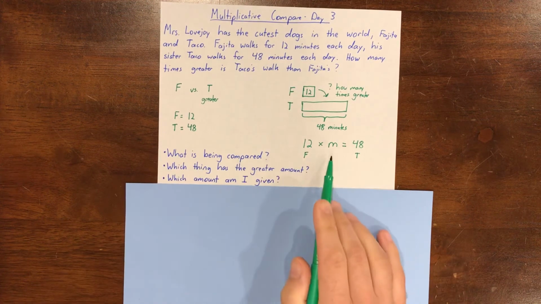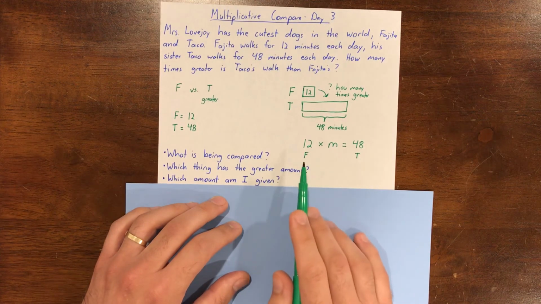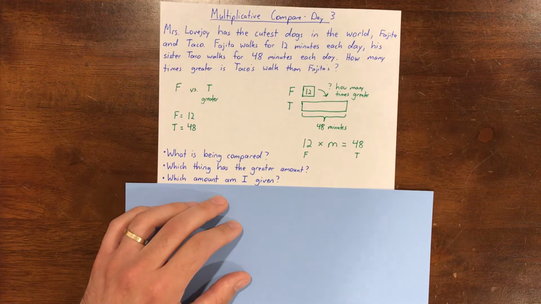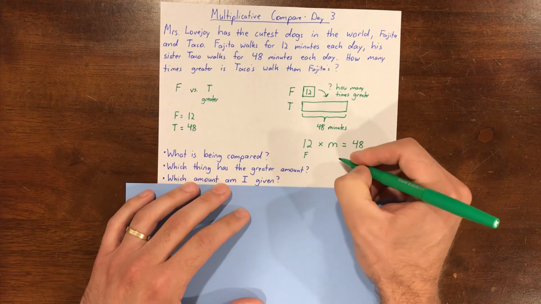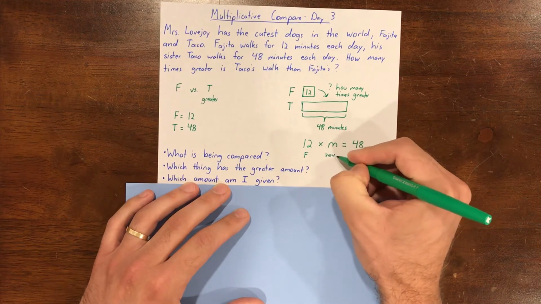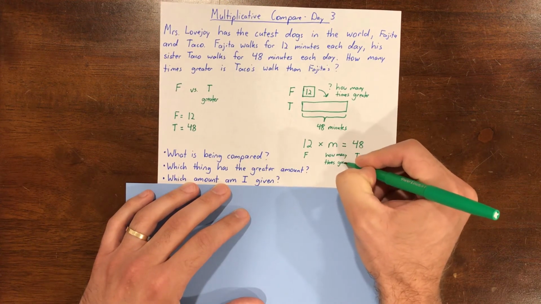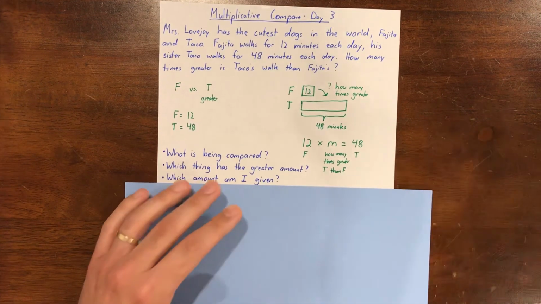Why did I put a variable here? Say it out loud. Right. We don't know how many times greater Taco's walk is than Fajita's. So we don't know what we have to multiply Fajita's walk by to make it equal Taco's. I'll put that annotation on my number sentence as well. How many times greater T than F? We don't know yet.